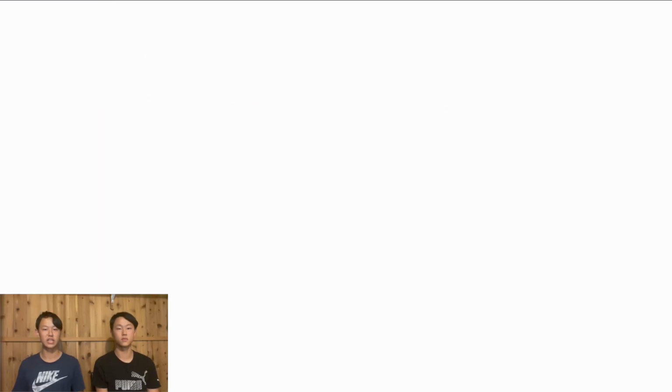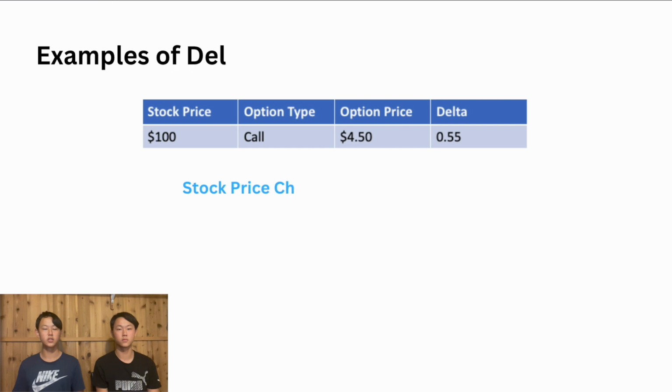Now, let's look at some examples of delta. Let's assume that stock XYZ is trading at $100. Let's also assume that there's a call option for $4.50 with a delta of 0.55. Let's calculate how much the option will be worth if the stock price changes to $102 from $100. First, we need to calculate how much the stock price changed.